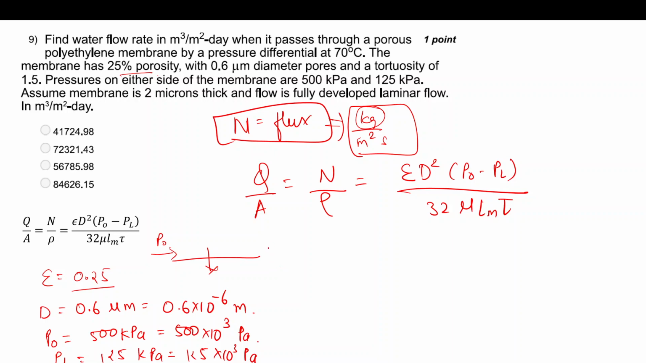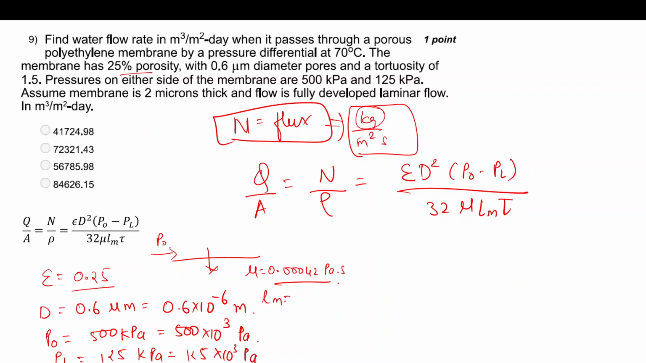Others, what is required is mu. So mu is nothing but the viscosity. Now that is not given to you, I guess, so you can take it as 0.0042 Pascal seconds. Now this will be the viscosity in SI units.